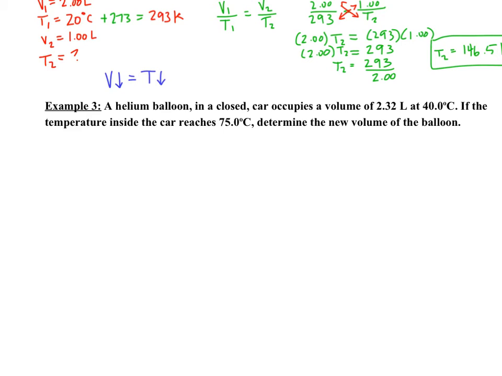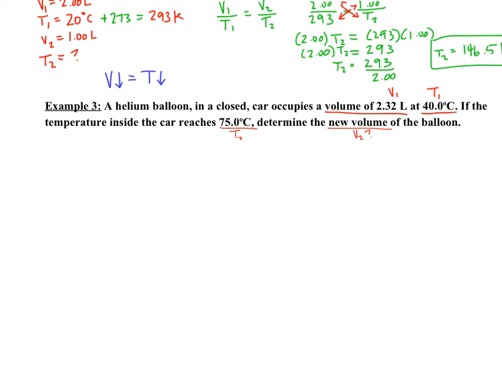Okay, so let's identify some of the information that's given to us. The balloon in the car occupies a volume of 2.32 liters. This is my starting volume. And that starting volume is at 40 degrees, so that's my starting temperature. If the temperature reaches 75 degrees Celsius, so this is my new temperature, determine the new volume. So I want to figure out what V2 is.